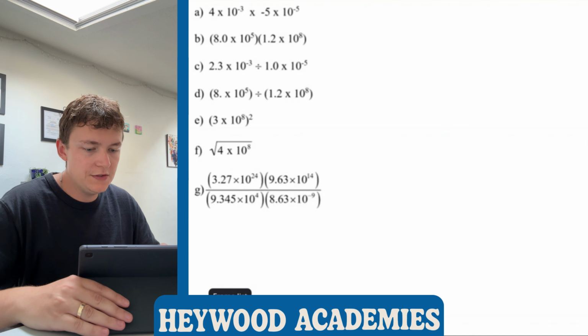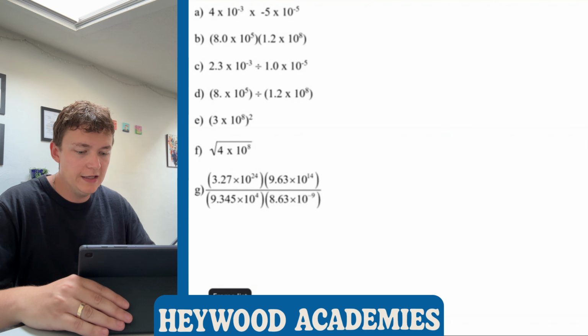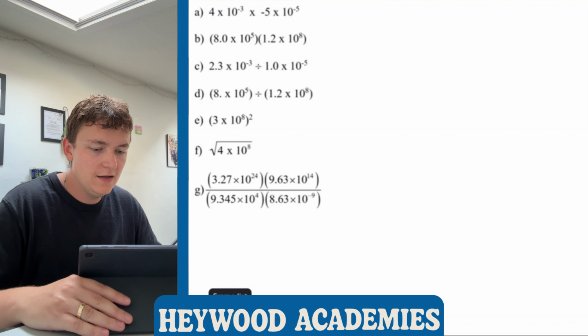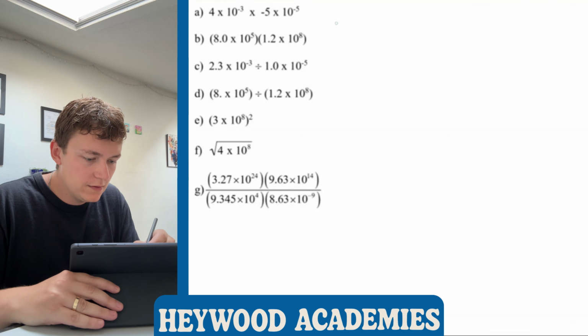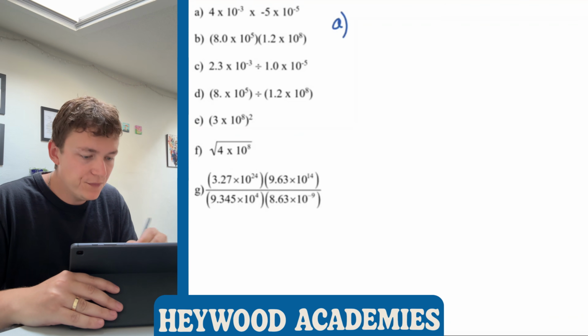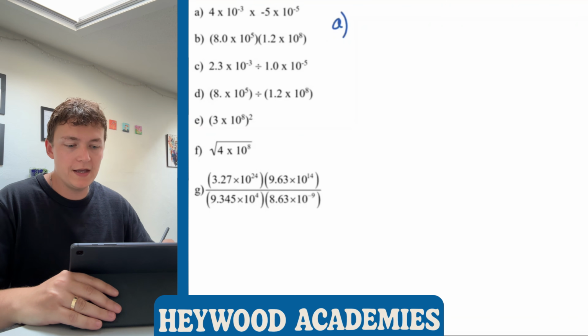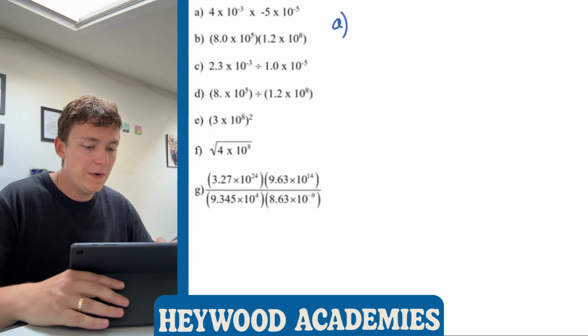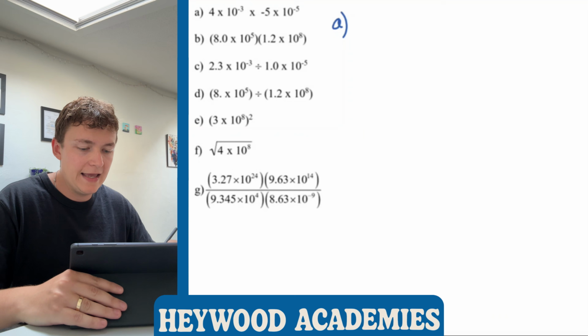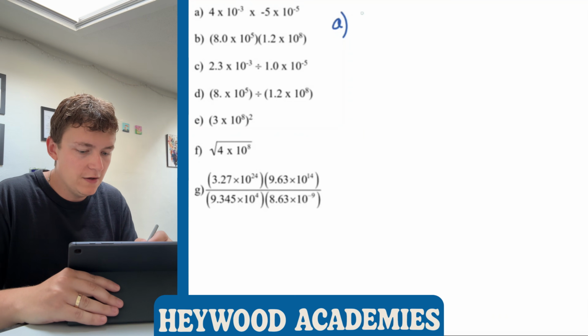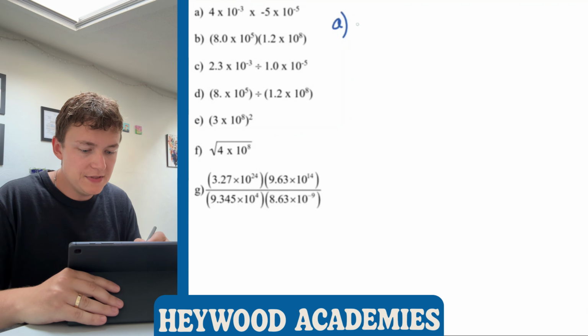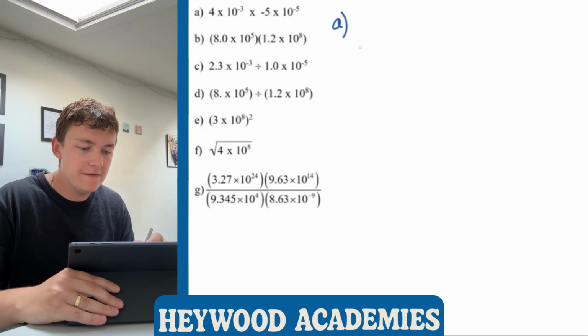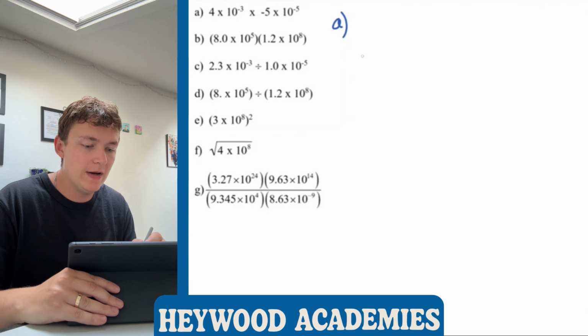Okay, so now we're moving on to how to actually do some calculations when we have scientific notation. So the way that I usually think about this, and again, you can plug this whole thing in your calculator and it'll just do everything for you, but I would recommend doing it by hand first and just making sure that you can get the right answers here. So we've got 4 times 10 to the negative 3 times negative 5 times 10 to the minus 5.